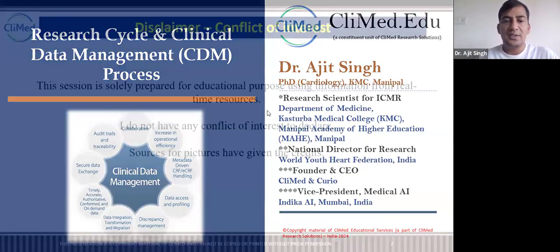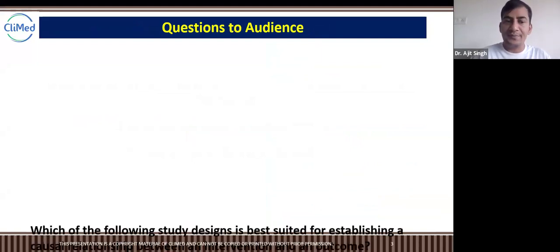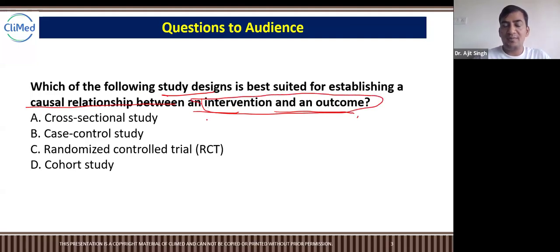There is no conflict of interest. As we always start, let's start with a question to the audience. Which of the following study designs is best suited for establishing a causal relationship between an intervention and an outcome? Which study design would you use to establish this relationship? Cross-sectional study, case control study, randomized control trial, or cohort? Answer C.